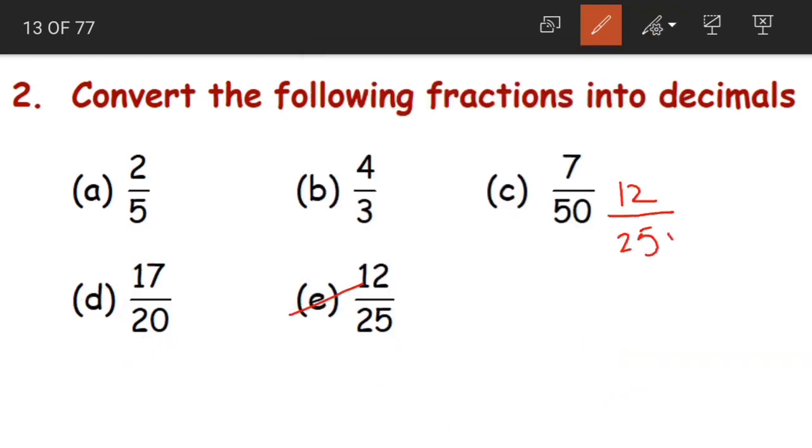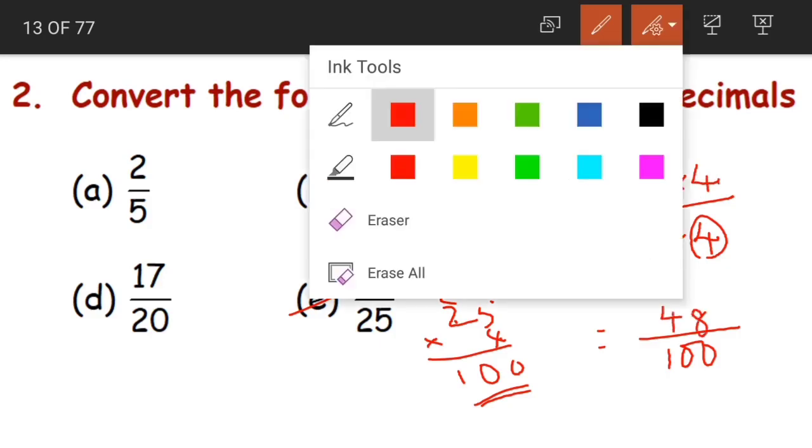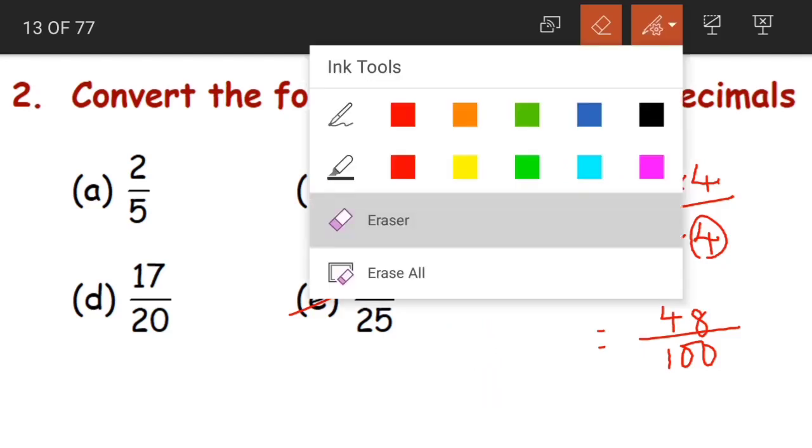Again here the denominator is neither 10, 100 or 1000. But if we multiply 25 by 4, what will we get? 4 5s are 20, 4 2s are 8, 9, 10. 100. Yes, when we multiply 25 by 4, the answer will be 100. Now as we have multiplied the denominator with 4, we'll multiply the numerator as well. 12 into 4, 48. So 48 by 100 is our fraction now, which has 100 as the denominator.